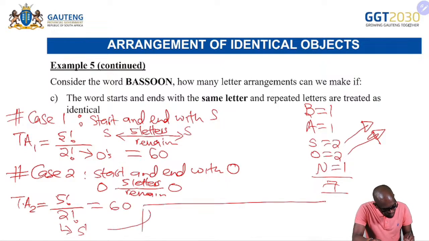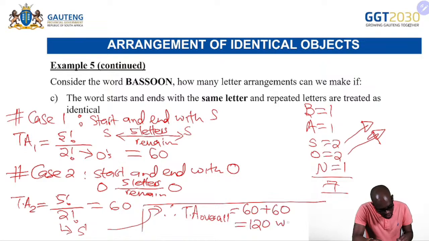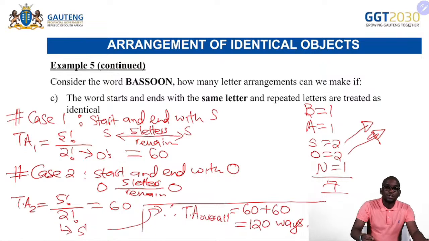Therefore, the total arrangement overall would be given by 60 plus 60, which is 120 ways. So there are 120 ways in which we can arrange these letters. Right, let's move on.